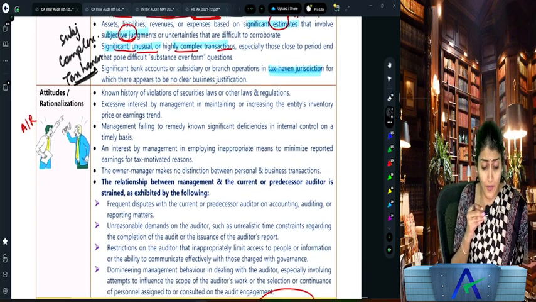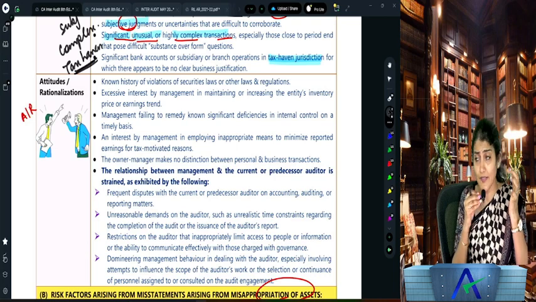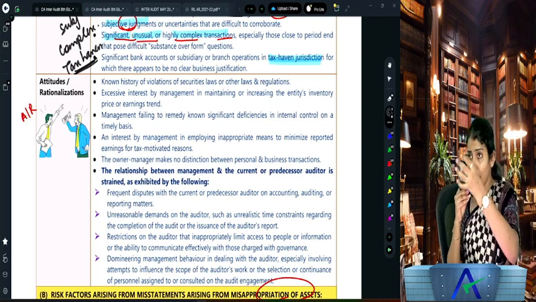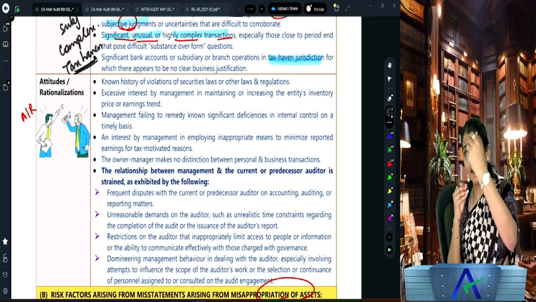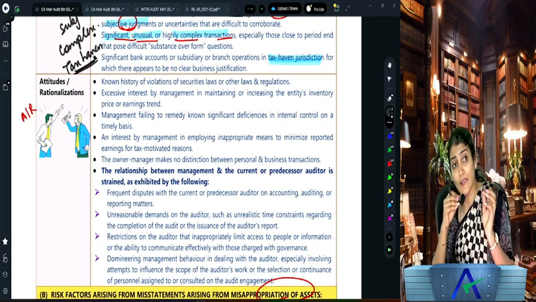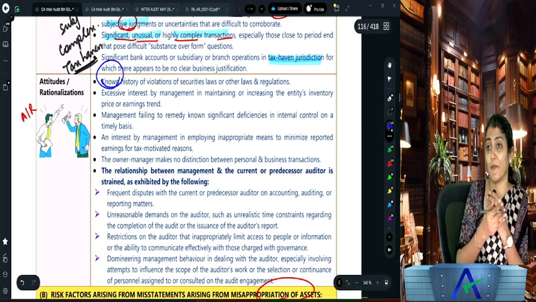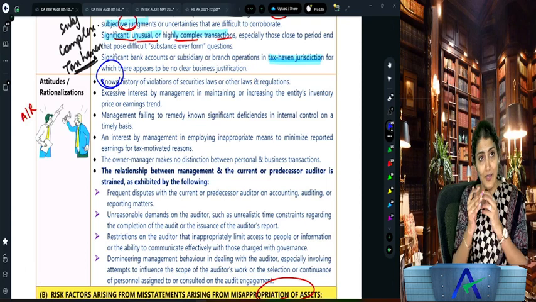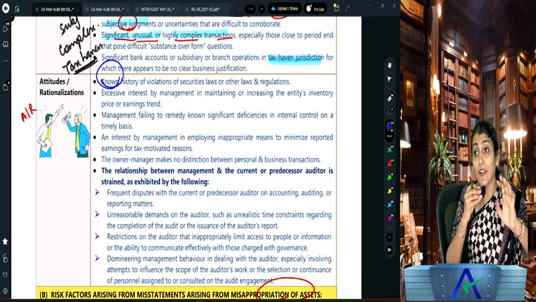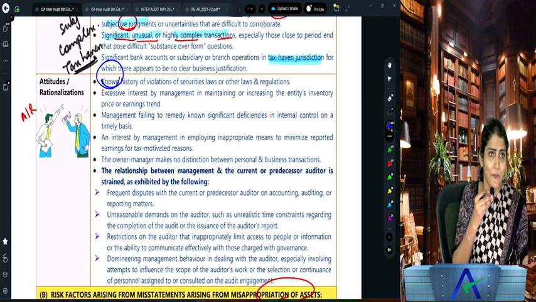Why are they doing a fraud in the accounting? Are you understanding that? Why is the company doing a fraud in accounting? Because they are known for that. That is their USP. You understand now? It's their attitude. It is their rationalization. They say tax, we never pay.